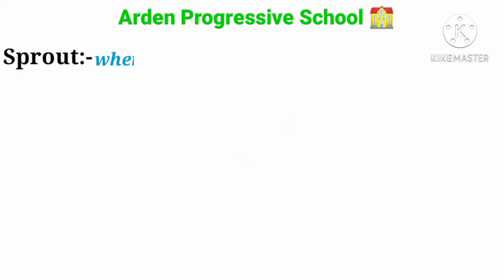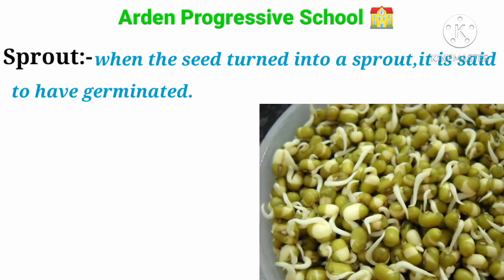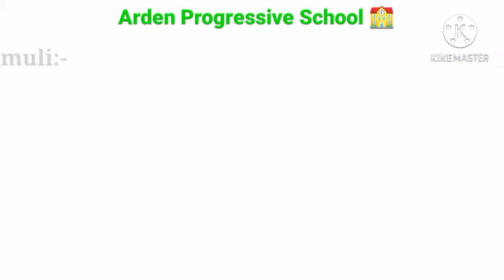Next is, what are sprouts? When the seed turns into a sprout, it is said to have germinated. Okay. Now in the image you can see a moong dal, a white colour structure is sprouted.